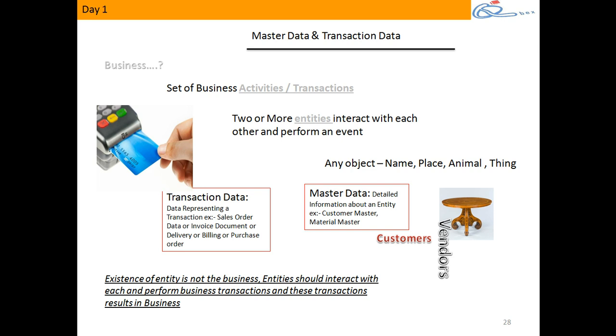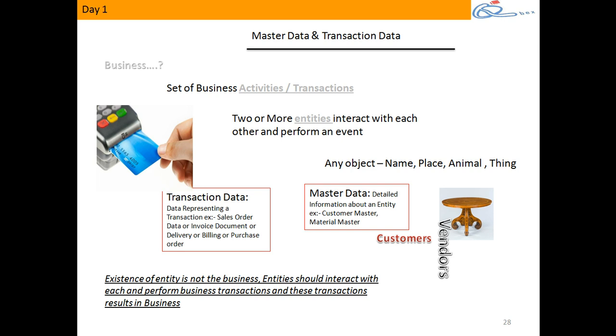The existence of an entity alone is not my business. They should come and interact. Only then is there an event, and this set of events comes to what we call business. Clear this? So when two or more entities interact with each other and perform an event, that is what my transaction is. Any transaction you take, let's say my purchase order or my sales order, I've got a customer, I've got my own company, and a product being asked for, all three interacting and giving me a transaction. Any transaction you take, you'll have at least two entities involved. Clear? Okay.